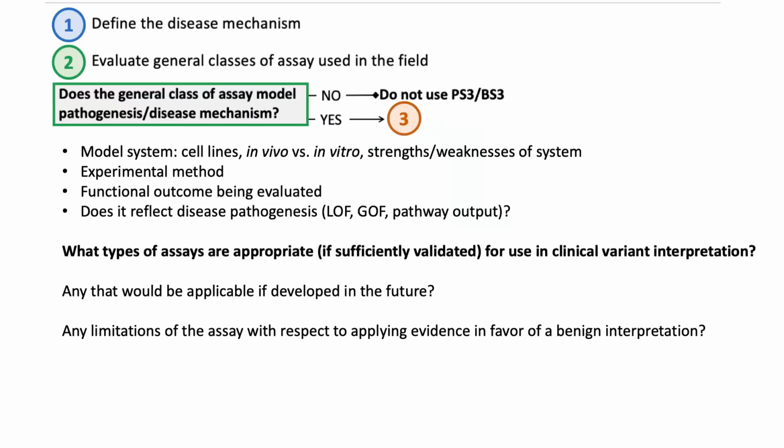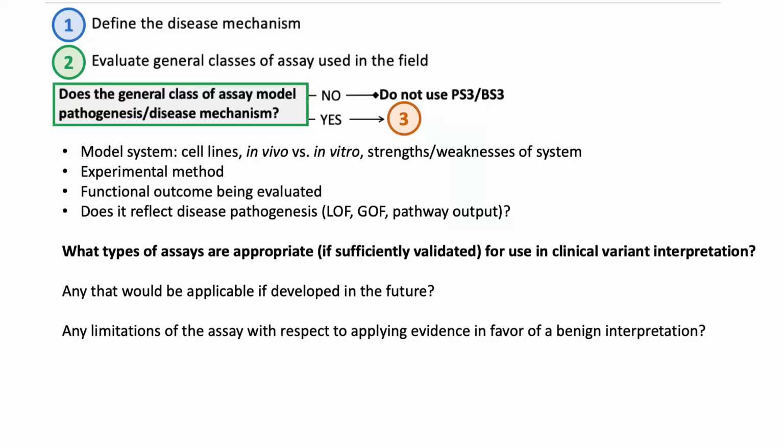Other things that groups might want to consider is if they don't see any available functional assays that appropriately model disease pathogenesis, for example, are there any that they could imagine that, if we had it available, would be really useful? And delineating that would be important in your curation as well. To be able to endorse an assay that could be used in the future, though, you would want to cap the level of strength it's supporting until that assay could be formally evaluated in the future.